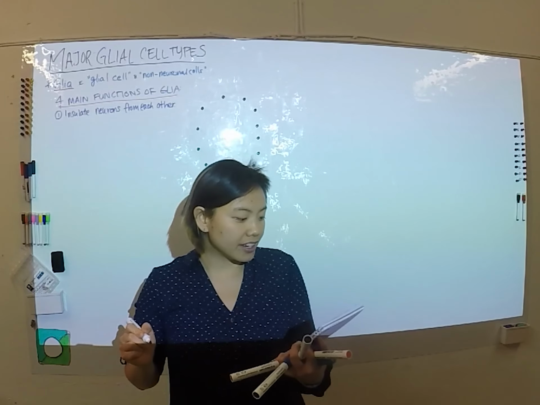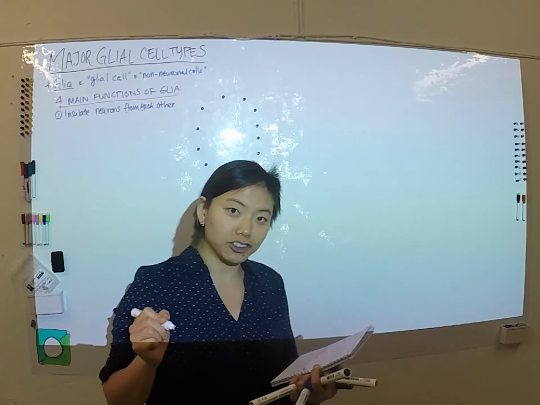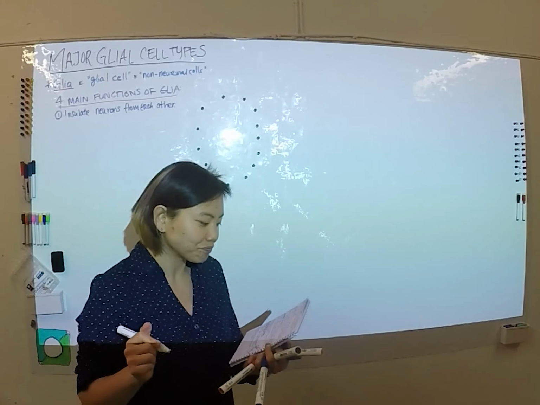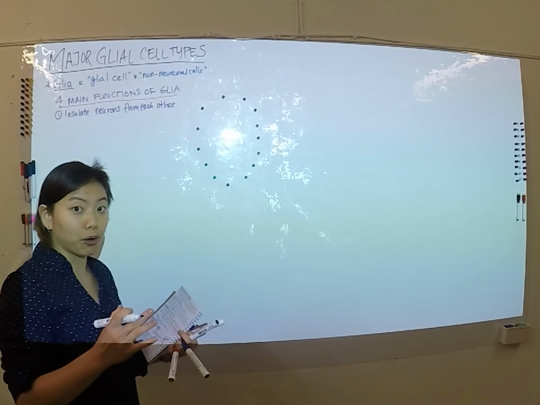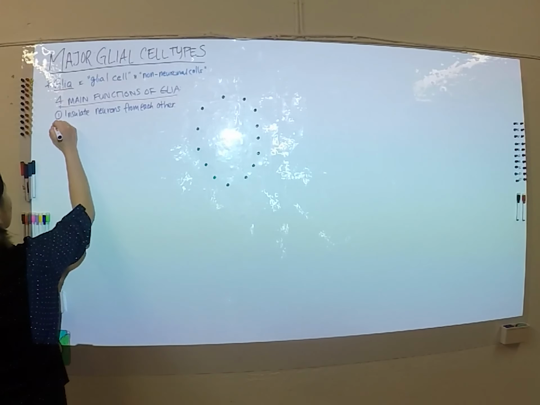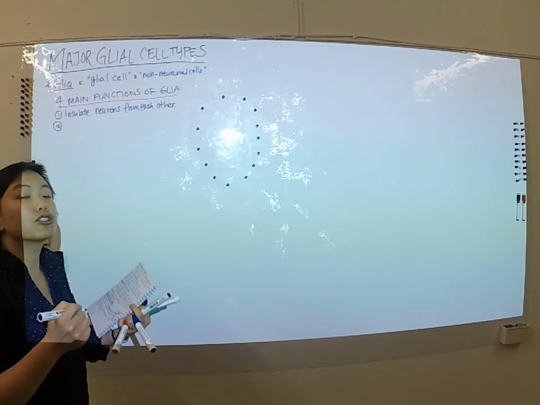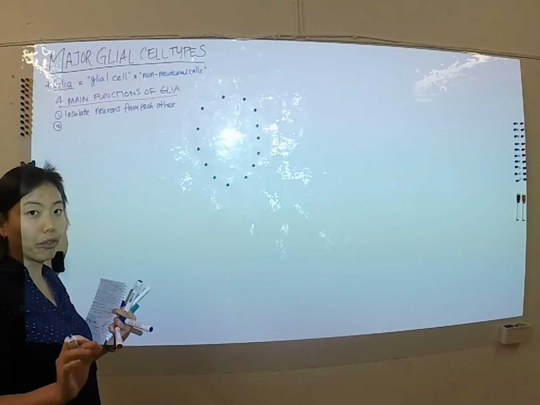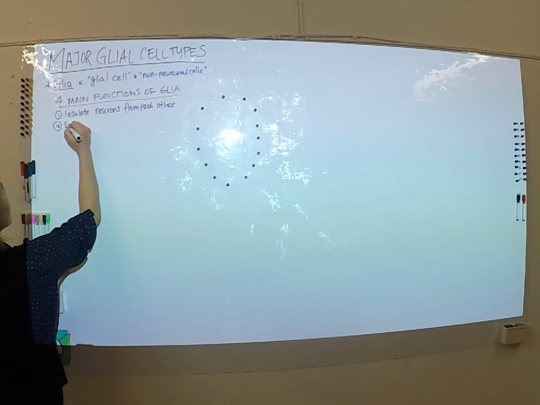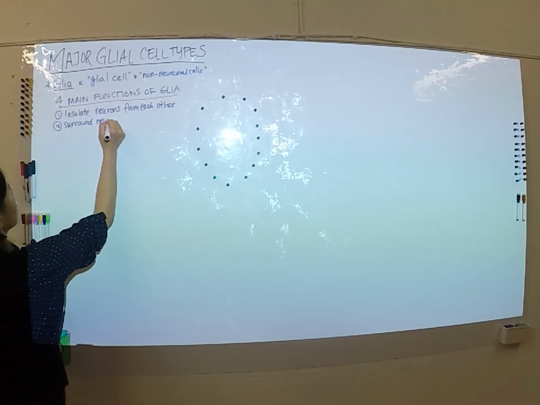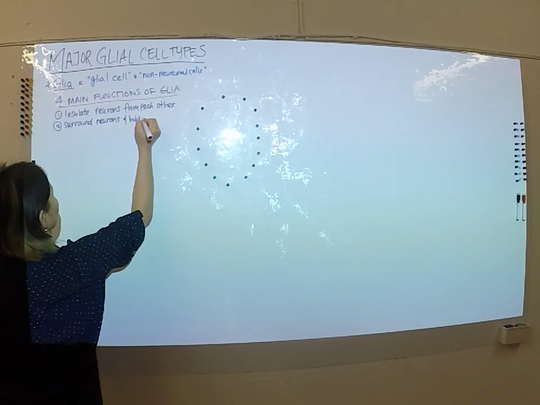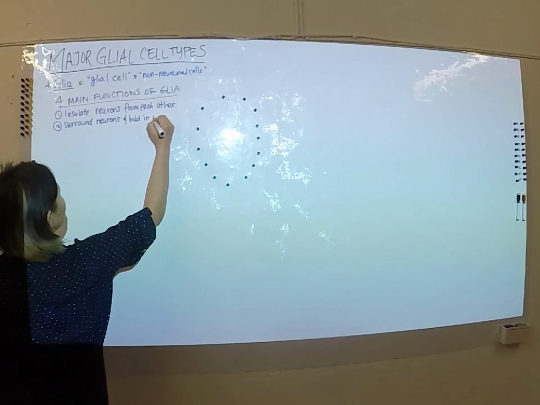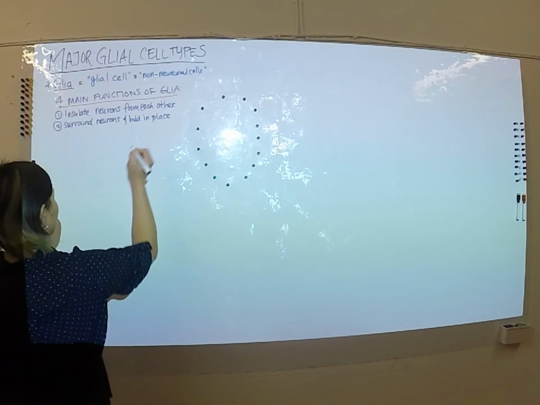Okay, so then our second function of the glial cells is they also provide structural support, okay? So function number 2 is to surround the neurons and hold them in place. Okay?